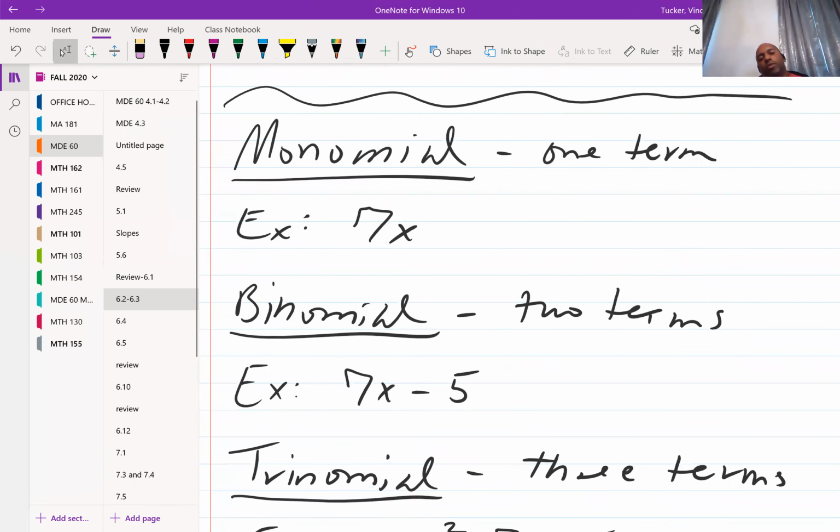So a monomial is just one term. An example of that is 7x. Remember, once you introduce a plus or minus sign, now you're making more than one term. Binomials, 2 terms. 7x minus 5 is an example of that. 7x is a term. 5 is also a term.